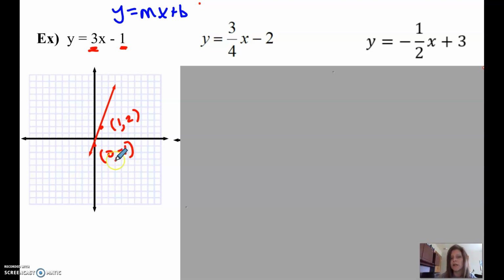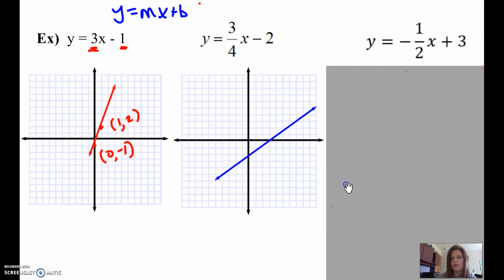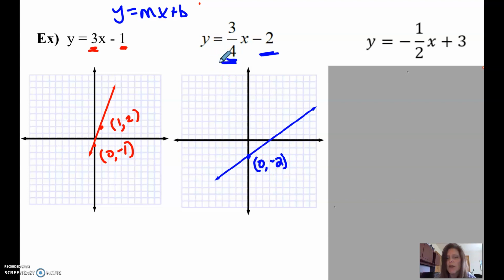All right, let's take a look at the next one. In this case, we have a -2 for the y-intercept, so (0, -2). And then my slope in this case is 3/4. So from that (0, -2), I would go 1, 2, 3 up, and then run 1, 2, 3, 4 units to get to the point (4, 1).